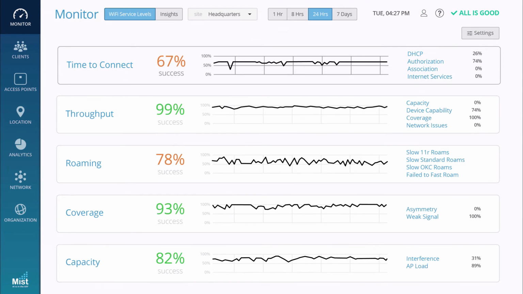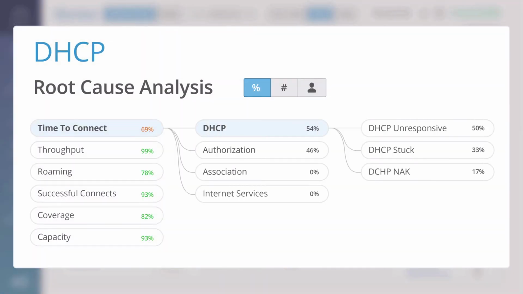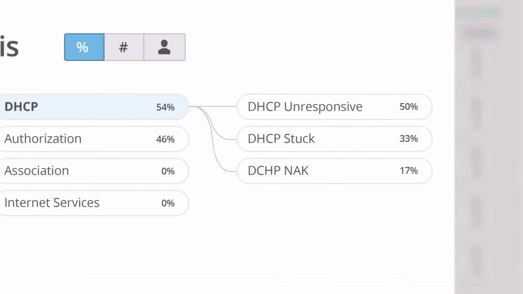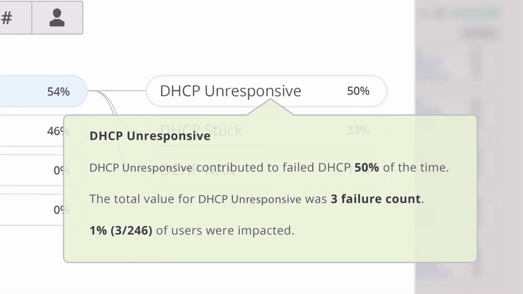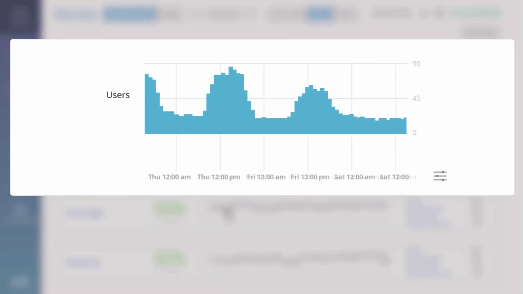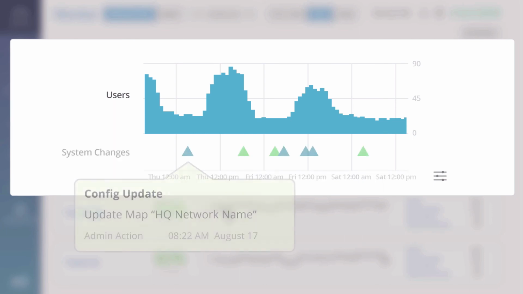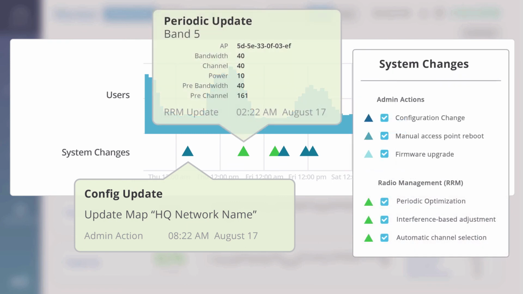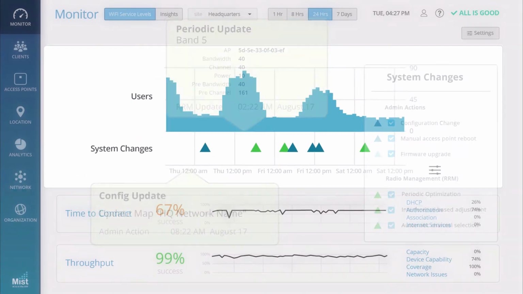If any users experience a problem, Myst will show the root cause in just one click. Issues are correlated across the wired, wireless, and device domains for easy identification and possible remediation. Drill down to see if issues are occurring during specific periods of time or are a result of recent system changes. With Myst, radio resource management is no longer a black hole because you see the exact impact that changes have on the user experience.